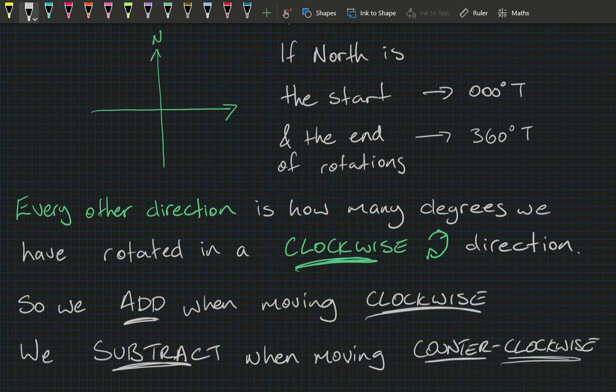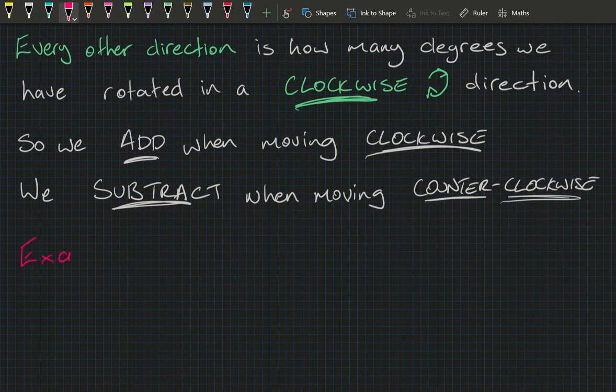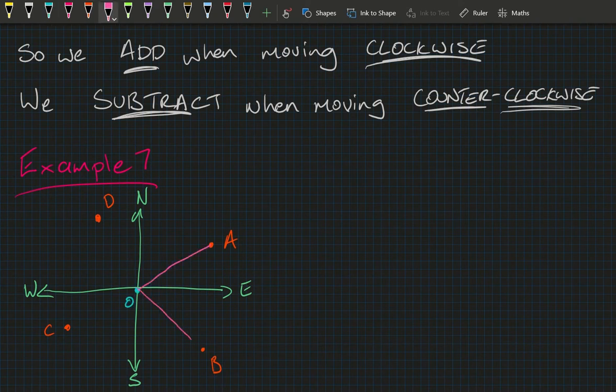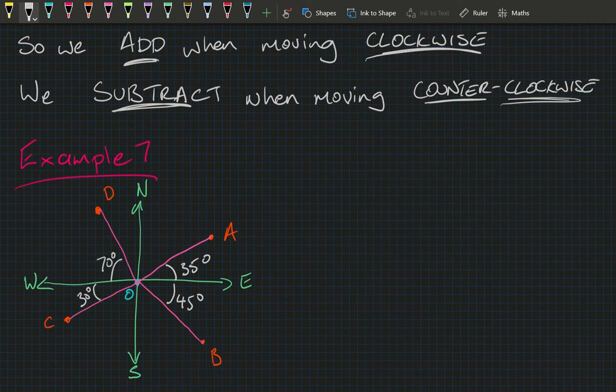But this will make a lot more sense if we just jump straight into example 7, for which I'm going to have to draw a compass and then draw the points A, B, C and D. And I'm going to call the point at the center of the compass the origin, or O. And now let's draw a line from O to all the points. And this segment from O to A has an angle of 35 degrees with the east axis. And O to B has an angle of 45 degrees with the east axis. And O to C has 30 degrees with the west axis. And O to D 70 with the west axis.